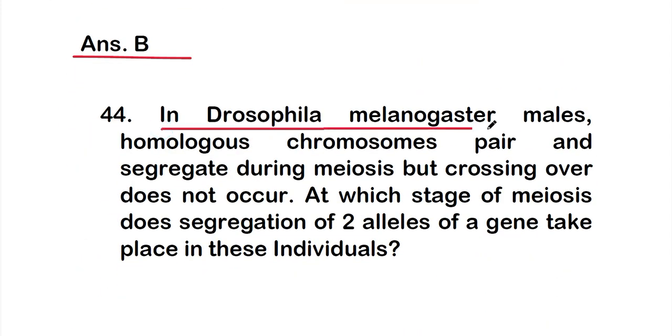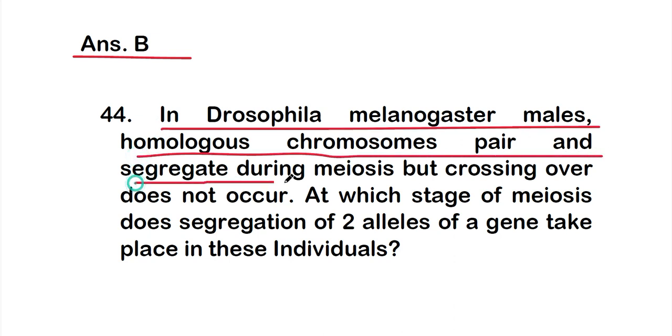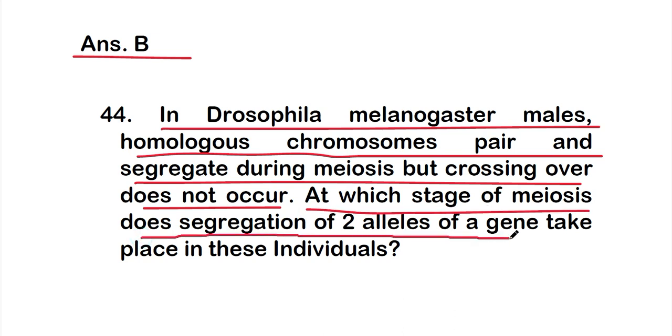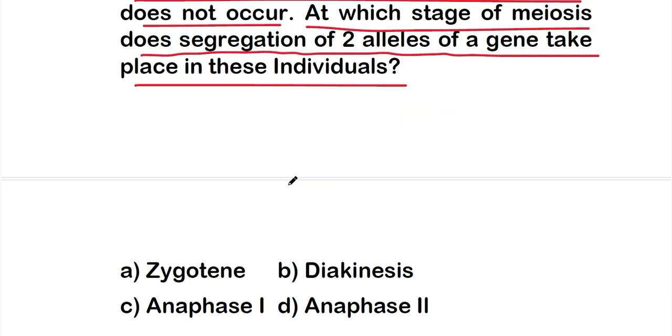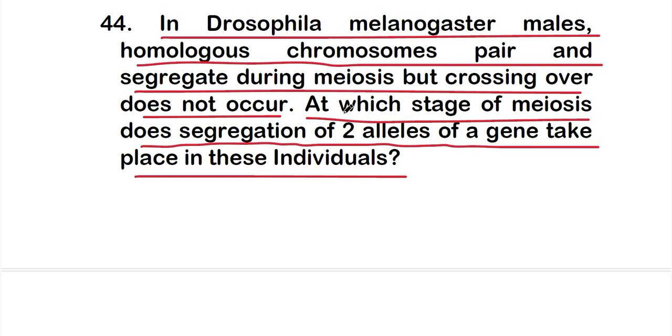In Drosophila melanogaster males, homologous chromosomes pair and segregate during meiosis, but crossing over doesn't occur. At which stage of meiosis does segregation of two alleles of a gene take place in this individual? The options are option A, zygotene phase, option B, diakinesis phase, option C, anaphase 1, option D, anaphase 2. So which one is correct?